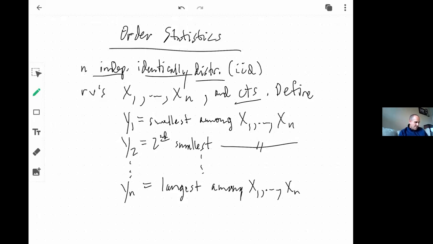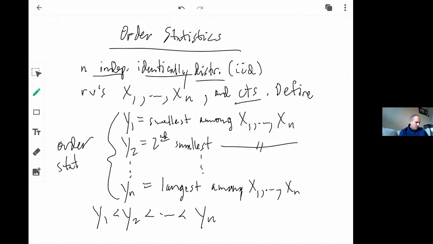So clearly we have y1 less than y2 less than dot dot dot less than yn. And the y's are built from the x's. These guys right here are called the order statistics.